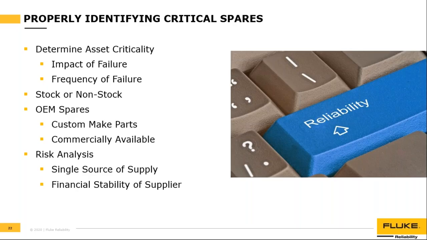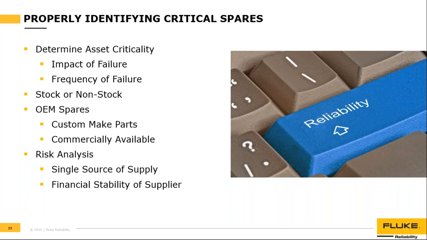Critical spares identification, this is 101, is to determine asset criticality, which is impact on failure, frequency of failure, whether you're going to stock those parts or not stock those parts. Are they OEM spares? Are they custom made? Are they commercially available in the marketplace? And at the end of the day, which most of the folks on the phone understand, the risk analysis is: is there a single source of supply? If it is a single source of supply, is that supplier financially stable? Obviously, with the happenings in the last few weeks, that isn't always the determining factor anymore.